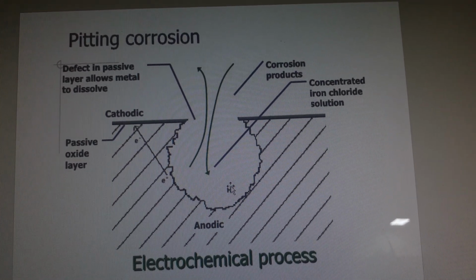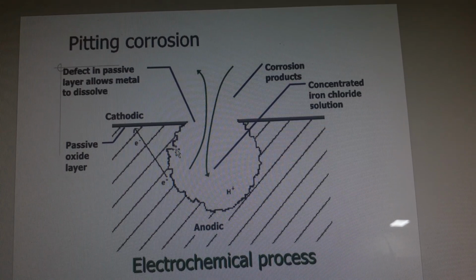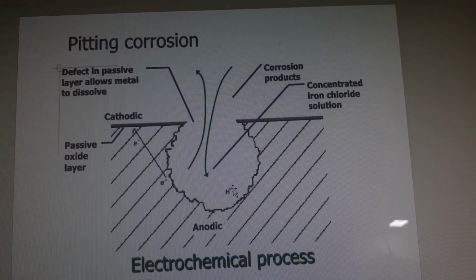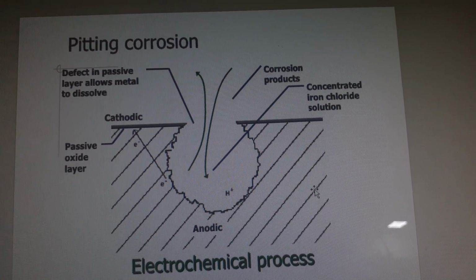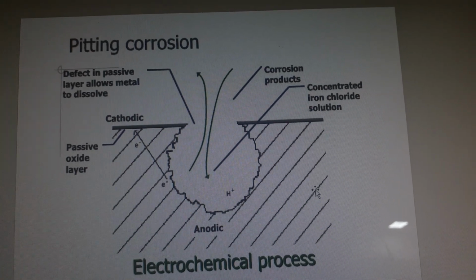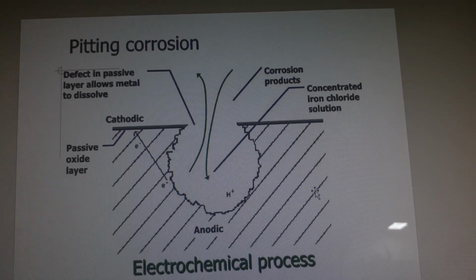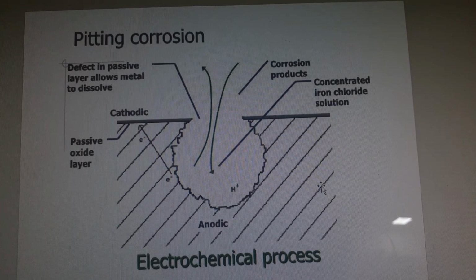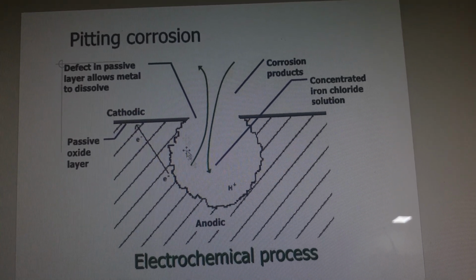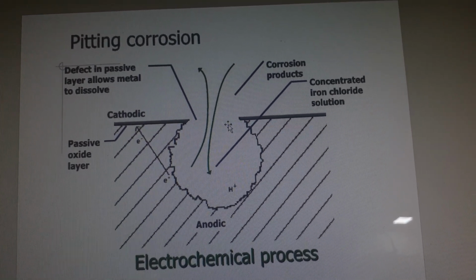So we have Fe2+ ions and hydroxyl ions. What will happen? Fe2+ ions will react with hydroxyl ions to form ferrous hydroxide. In excess of oxygen, the ferrous hydroxide gets converted to ferric hydroxide, and the pits get corroded. This whole metal gets corroded.